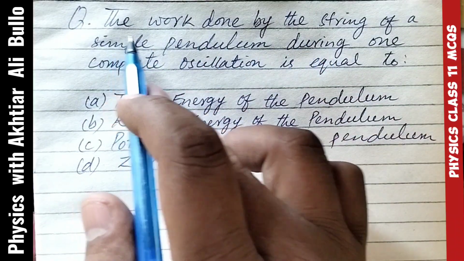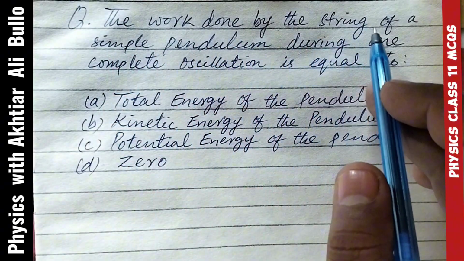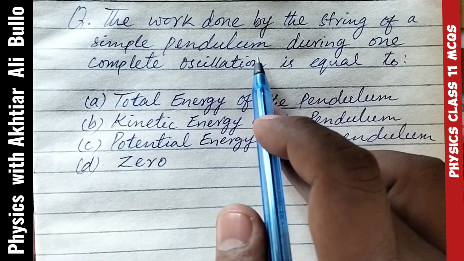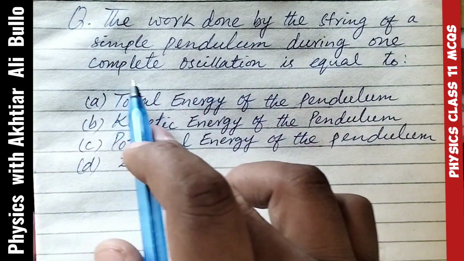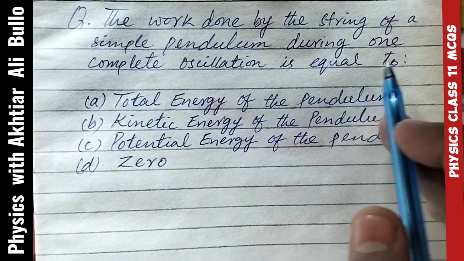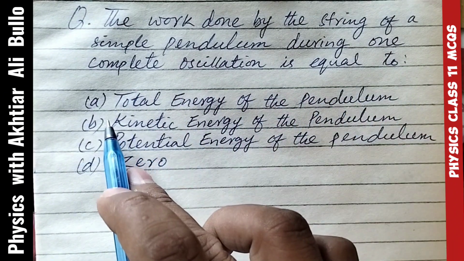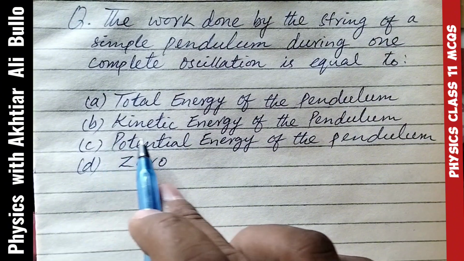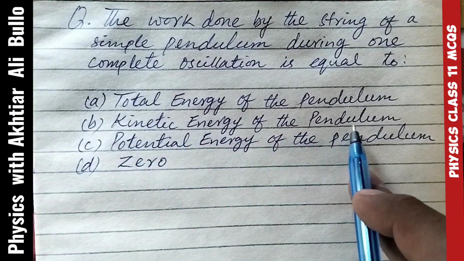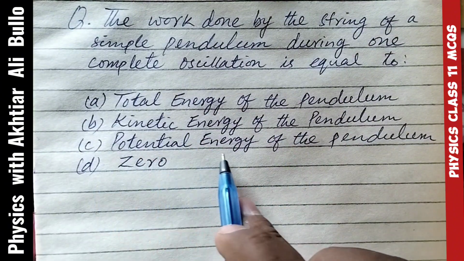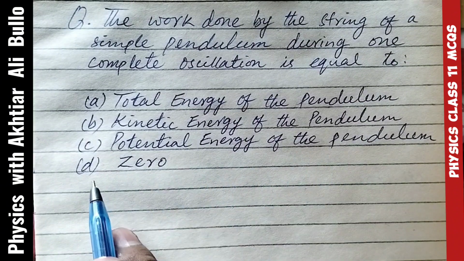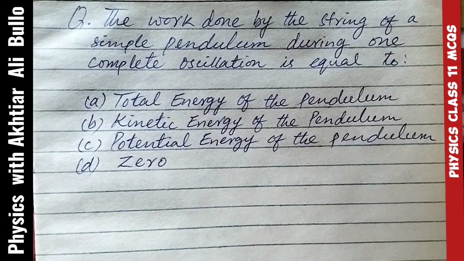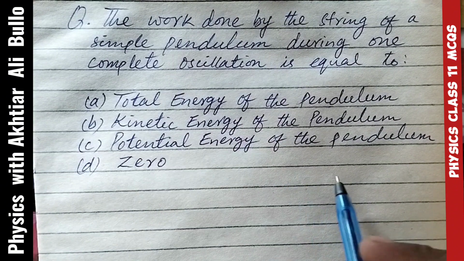The question is, the work done by the string of a simple pendulum during one complete oscillation is equal to: A. Total energy of the pendulum, B. Kinetic energy of the pendulum, C. Potential energy of the pendulum, D. 0.